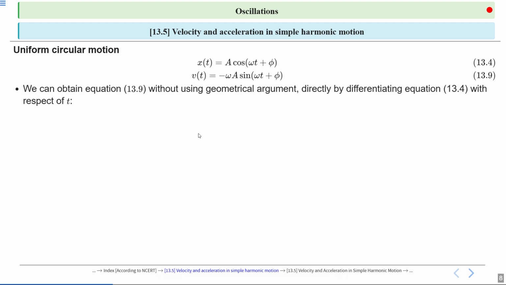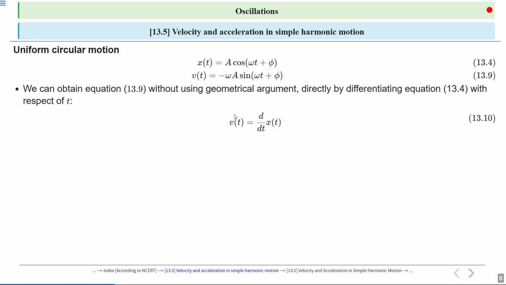We can obtain equation 13.9 without using geometrical argument directly by differentiating equation 13.4 with respect to t. This approach uses calculus and gives us a more general method for finding velocity in oscillatory motion. V of t is equal to dx of t upon dt, which means the velocity at any time t is the derivative of the position with respect to time.